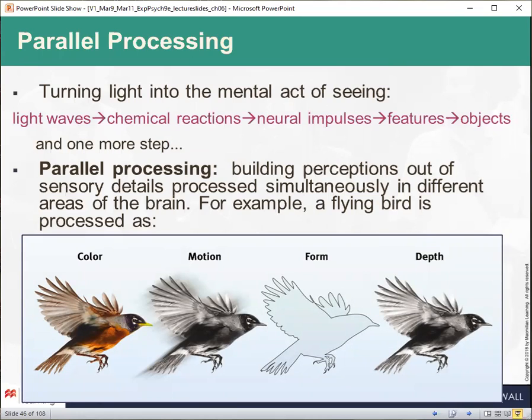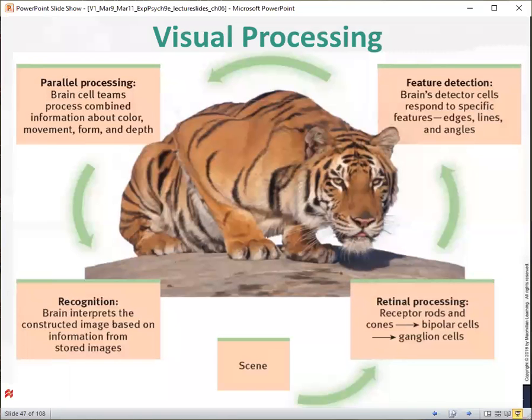We saw this idea a little bit earlier: building perceptions out of the sensory details processed simultaneously in different areas of the brain. For example, a flying bird is processed as color, motion, form, and depth. It's done unconsciously, so we don't have to do it. It's done automatically for us.